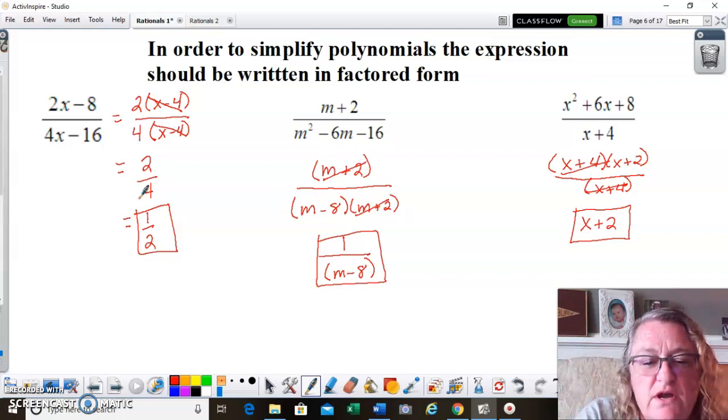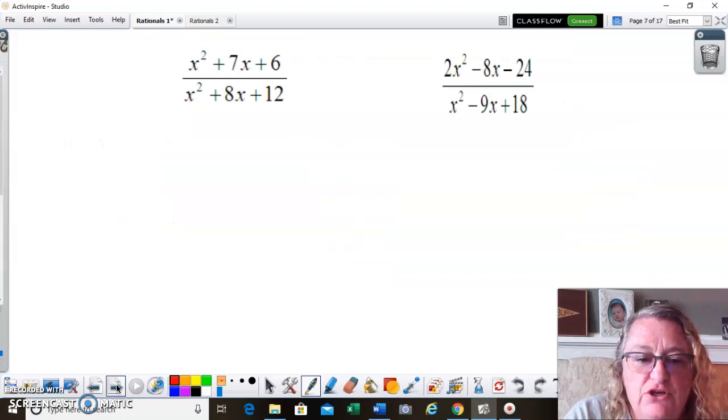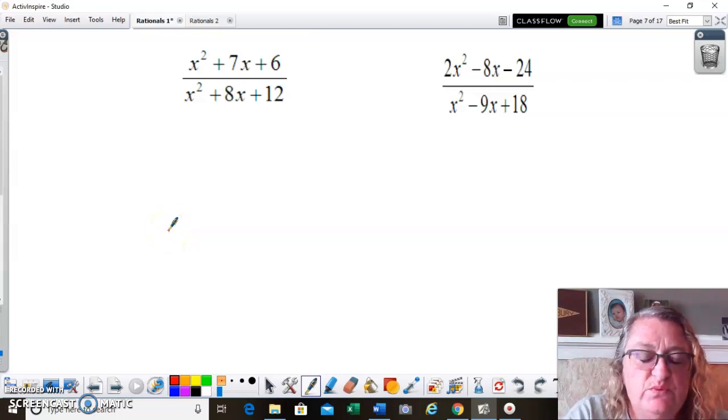Okay, so let's try something that's a little bit harder. Let's move on to these three. Remember, at any time if I went a little too fast, you can rewind, you can pause, you can do whatever you need to do.